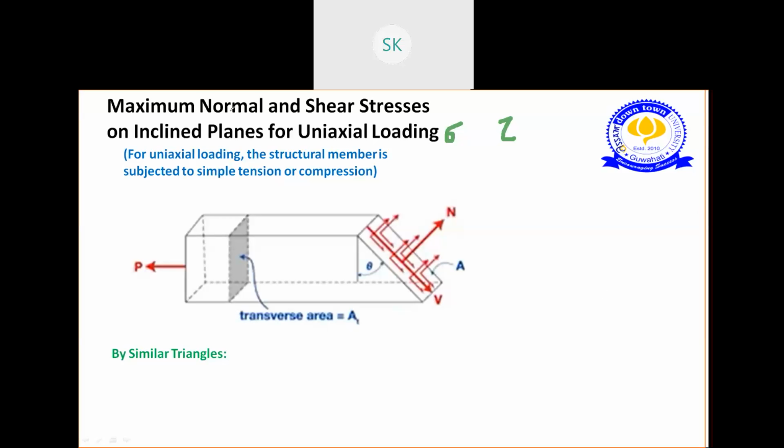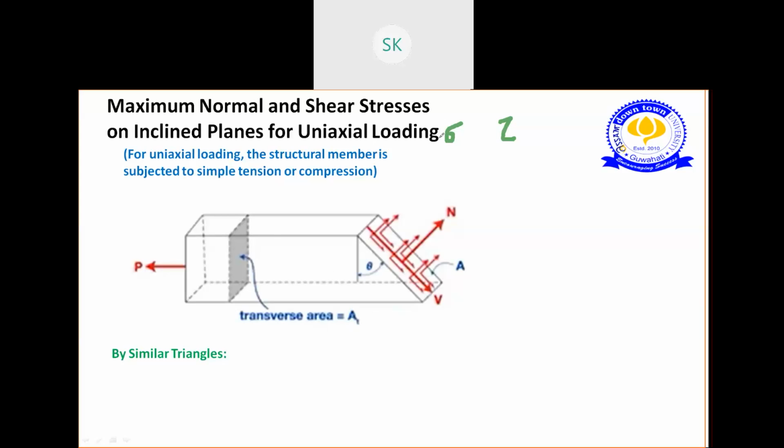Today's main aim is to find, as in earlier classes we learned what normal stress and shear stress are. Now suppose someone asks you what will be the maximum normal stress on an inclined plane and the maximum shear stress in this plane. You have to find first the relation of this stress with these areas. When you apply an external load, what will be the normal stress and shear stress on this plane, and what will be the maximum values. To get the relation, first we are finding a relation between AT and A.